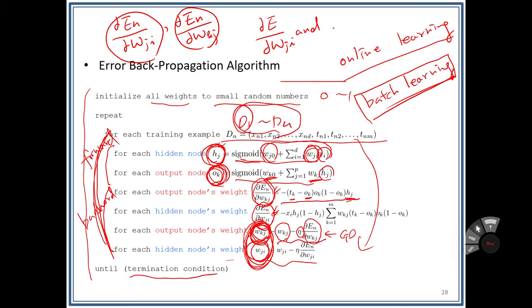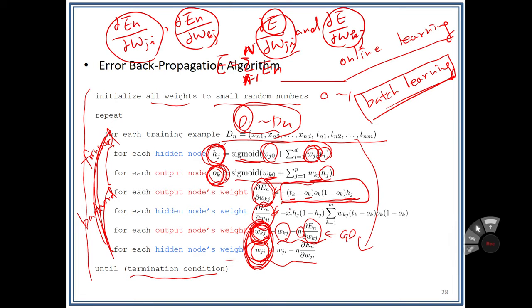With respect to wkj. Here this E is the summation from n equals 1 to capital N, the number of observations, the summation of En, right? In fact, we can find those things. Then this formula can be redefined, and it must be different from this one. That case is called batch learning.